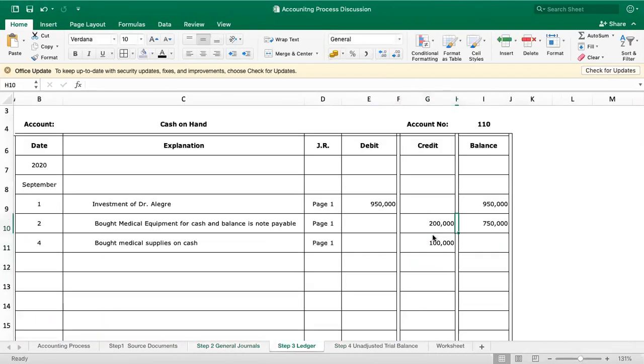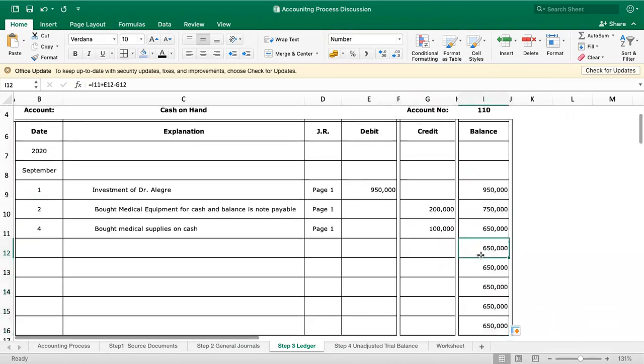So what is the balance now? That is 750, plus the debit minus the credit 100,000. So how much is the balance of your cash? Okay, 650,000 as of September 4. That is what is left in your cash on hand. I've already put in a formula so it goes straight.